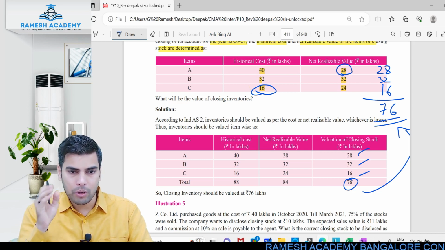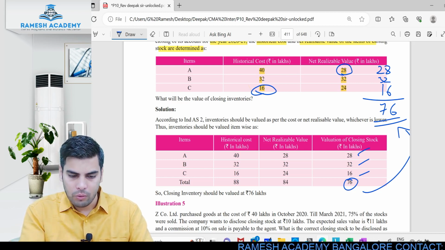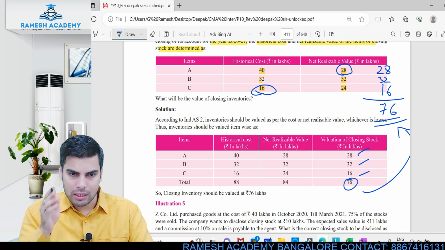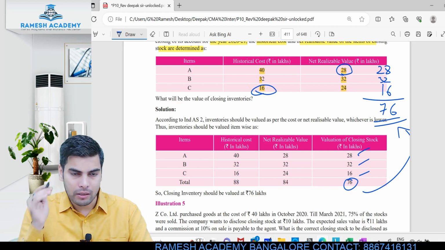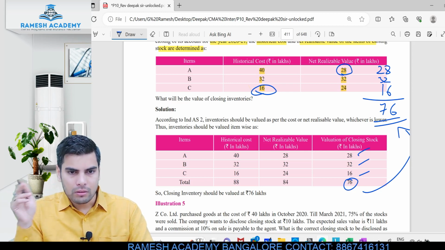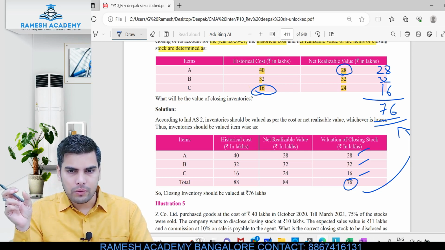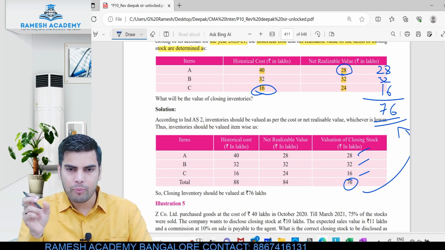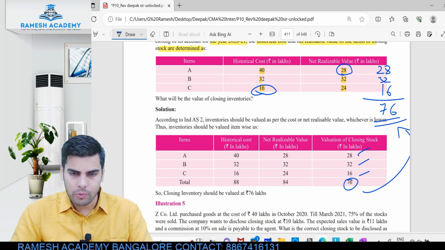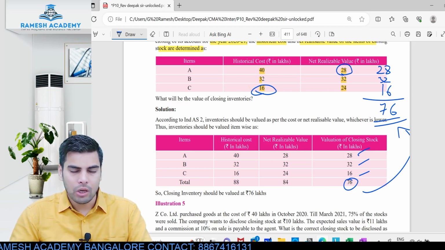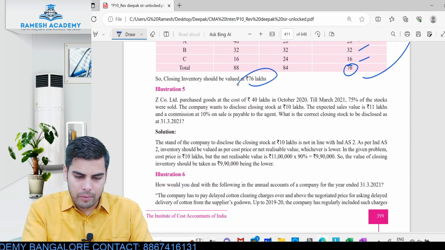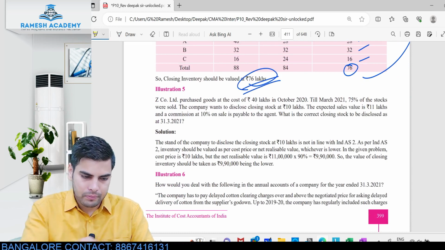Only thing is, remember, you need not focus on the total. What was the total which I mentioned over here? That was nowhere related to this final answer. Inventory should be valued separately. So product A, cost or net realizable value, whichever is less. Product B, cost or net realizable value, whichever is less. Same way product C, cost or net realizable value, whichever is less. So like that, you will have to individually do the valuation. Clear? So closing inventory will be valued at 76 lakh.